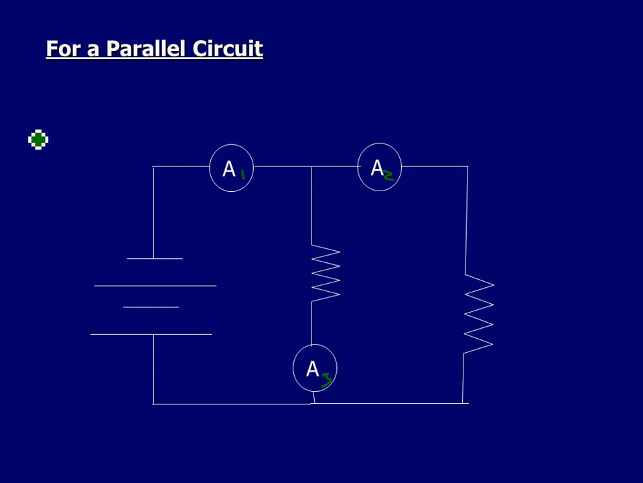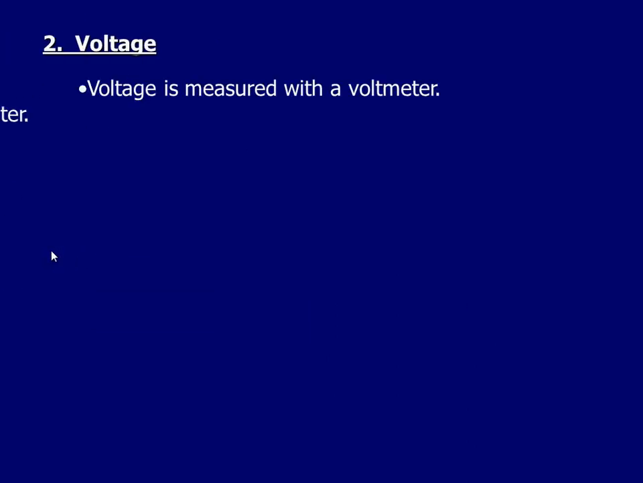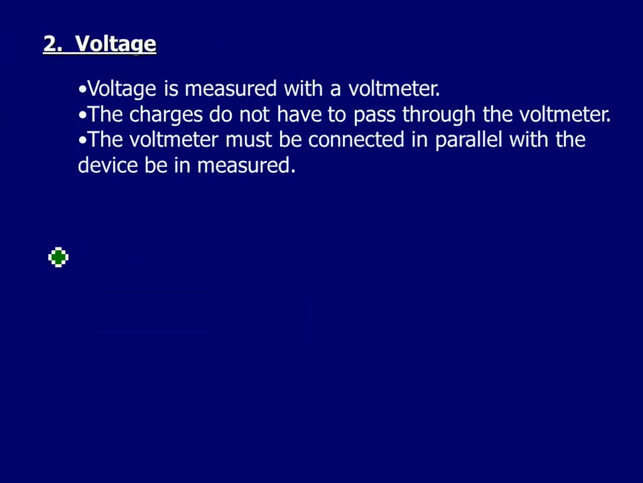Okay? But notice we've put the ammeters in line with the circuit. All right. So that's ammeters. Ammeters measure the current, and we got to put it in line. Voltmeters. It looks similar, but it's different. This is voltage.